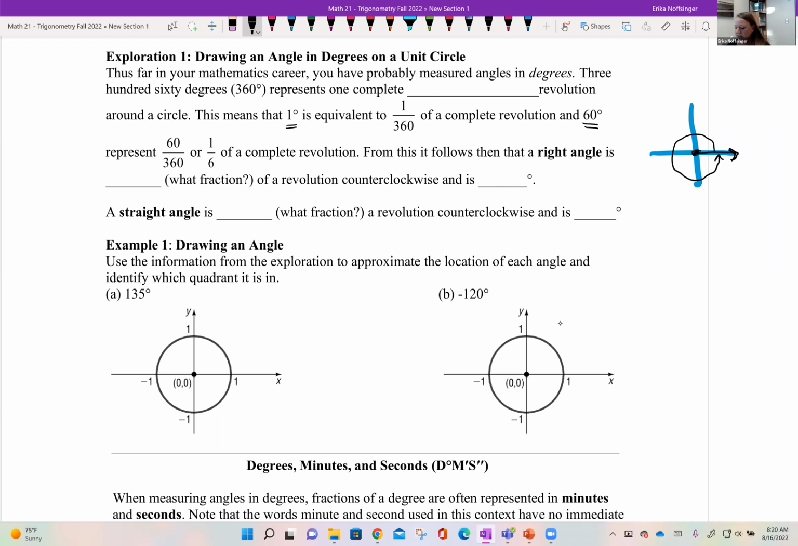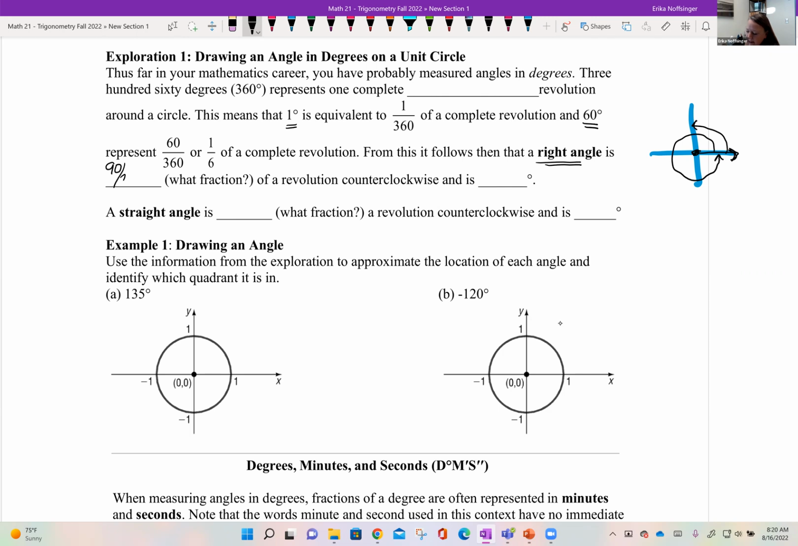It's one way to think of it. So if we're looking at it and we go up from our x-axis to our y-axis, positive, so counterclockwise, that's in here, we know that that is going to give us a right angle.